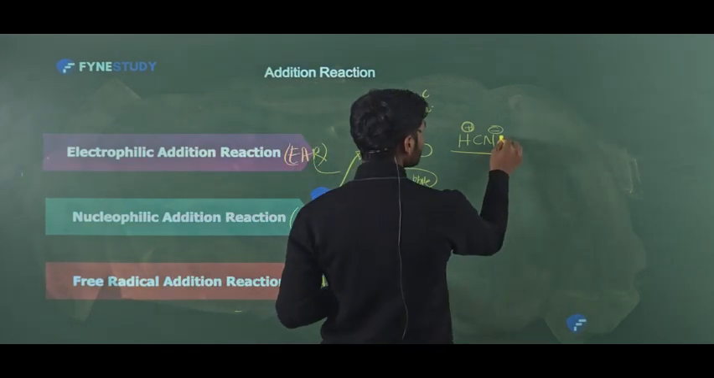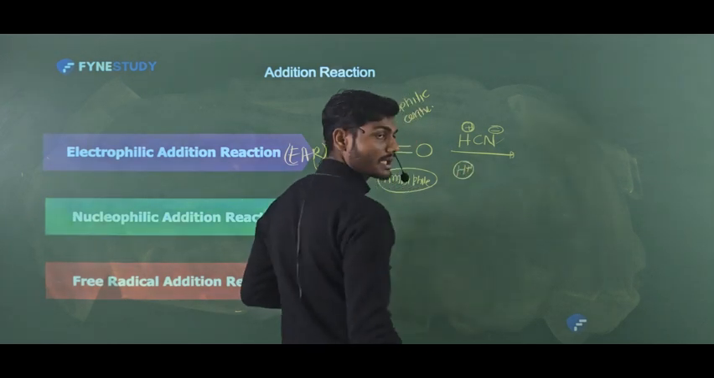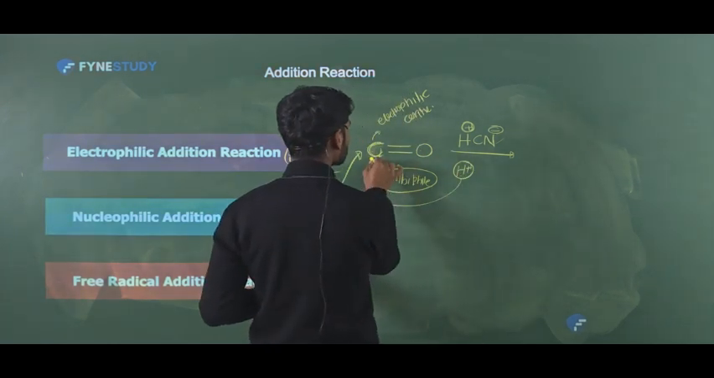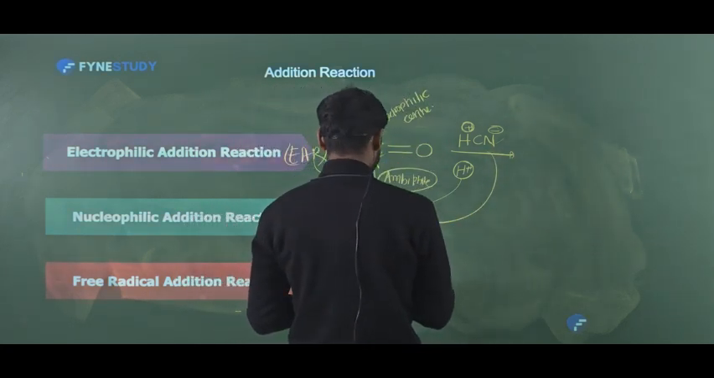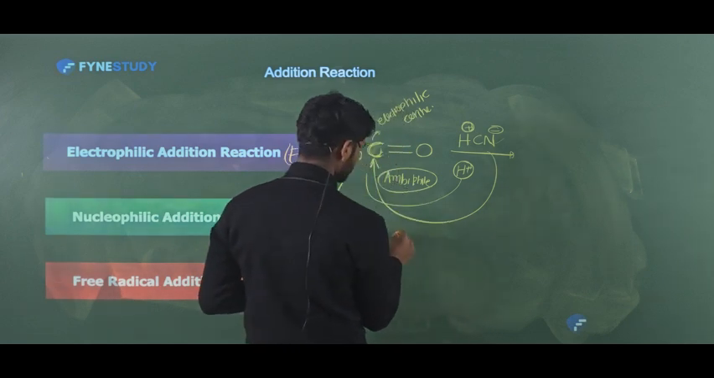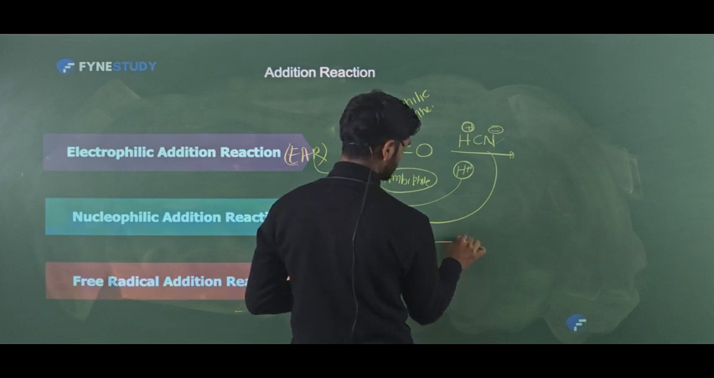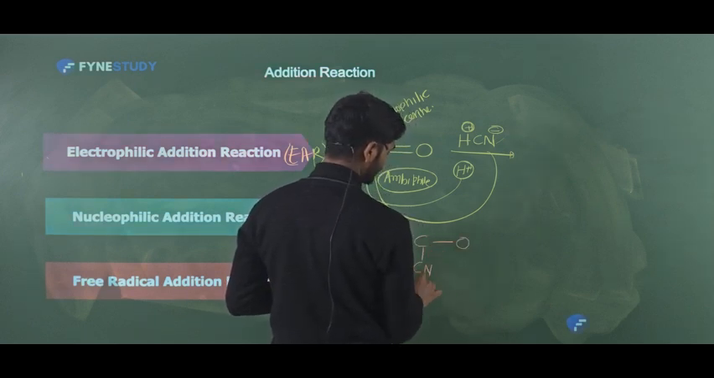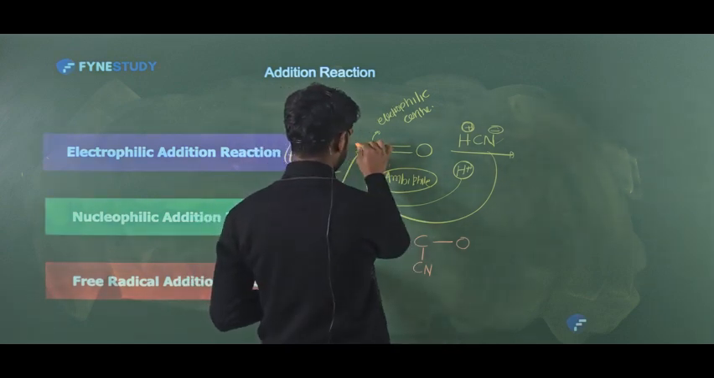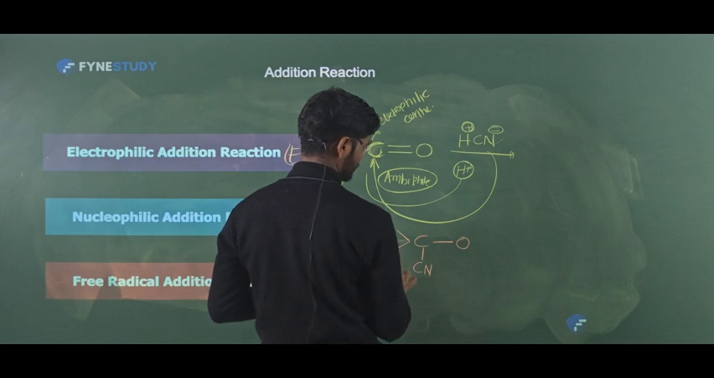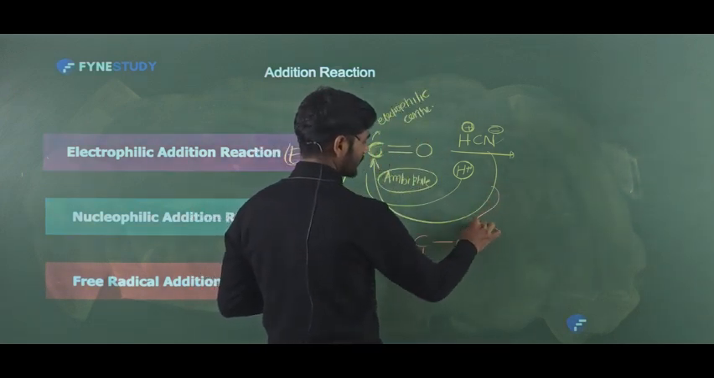So which one is having excess of electrons in these two? H plus is already an electrophile, so an electrophile will not go to the electrophile. So the nucleophile will come here. So what will be the reaction? The compound will be like, see, this bond will break, and here the cyanide will approach this carbon and it will be like this. So the product will be like this.